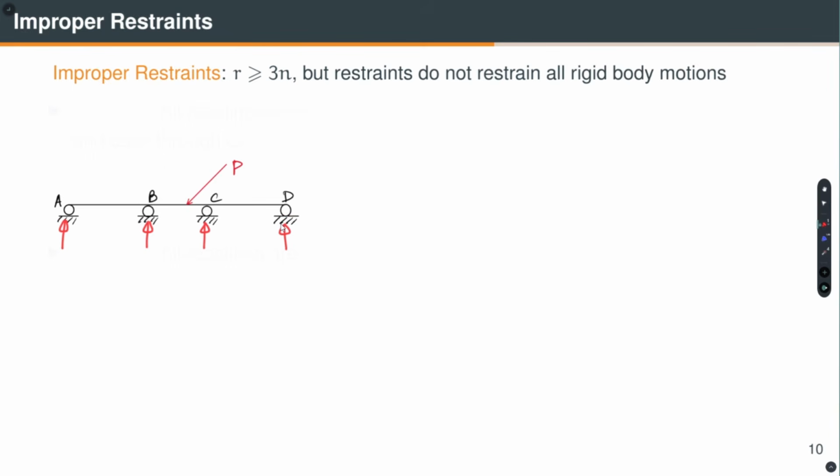All the reactions are parallel. So, if you just apply a load as I am showing, then what will happen? This will move to the left. So, the translation is not prevented, it is a rigid body displacement, hence this is unstable. So, all reactions are parallel.